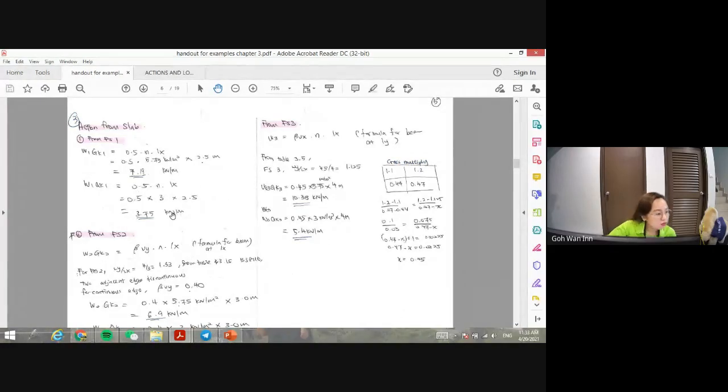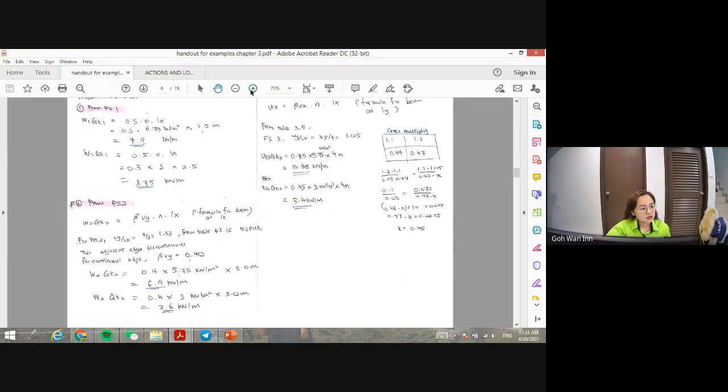Then this is GK, and then there is QK. QK is 0.5 times the QK 3 times 2.5, then you get 3.75 kilonewton per meter. So this is the GK and QK for FS1, the slab number 1. Okay, for slab number 2, I zoom in a bit.